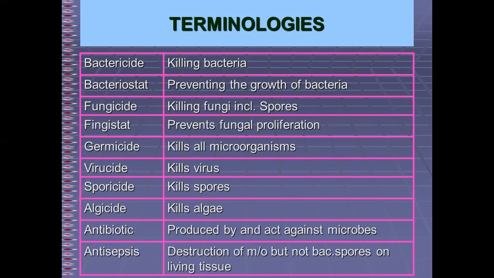Antibiotics are the agents prepared from one type of microorganism and used to kill another type of microbes. Then the last one, antisepsis. It is the destruction of microorganisms, but not spores, on living tissue. Antiseptics only act to prevent or inhibit growth of microbes. They do not kill the spores, while a disinfectant directly kills microbes and also their spores, where they originated. Spores are also killed by a disinfectant.